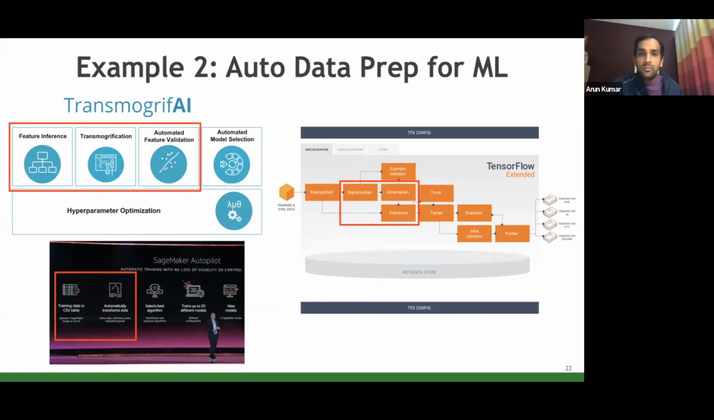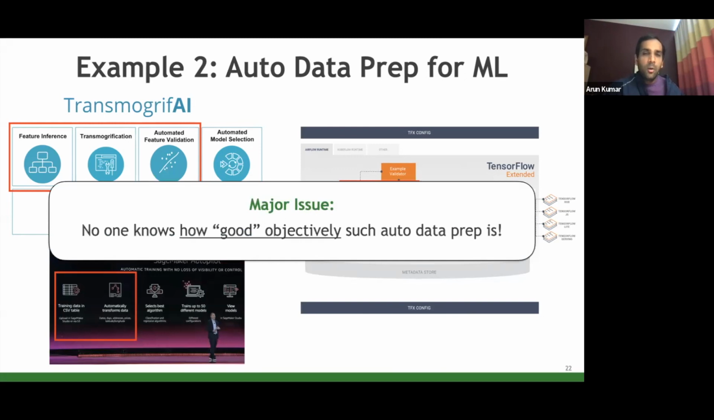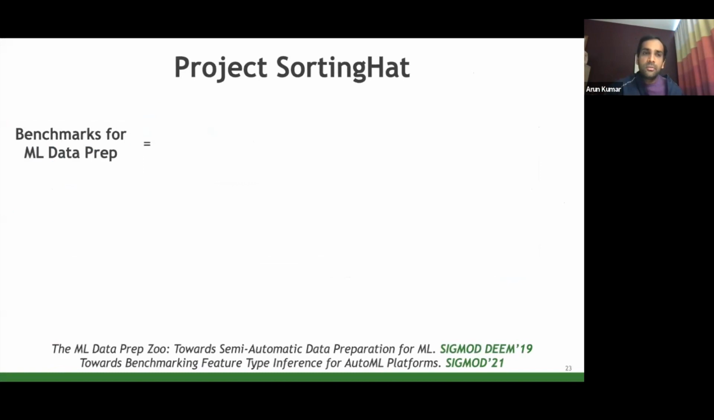But then I looked at this and I wondered, just how good is their automated data prep, objectively speaking? Turns out that no one knew. And for ML aspects like hyperparameter tuning and feature selection, people knew. Data mining folks have studied that for more than 20 years, but not for data prep. So this is where we set about creating benchmarks for ML data prep.